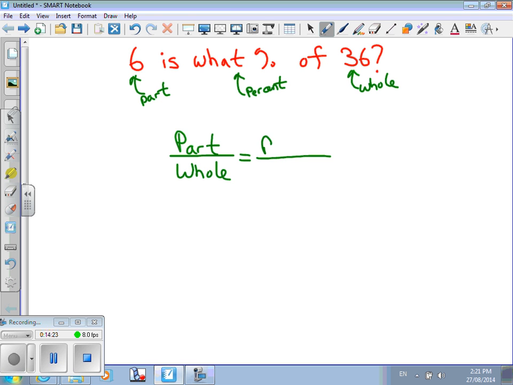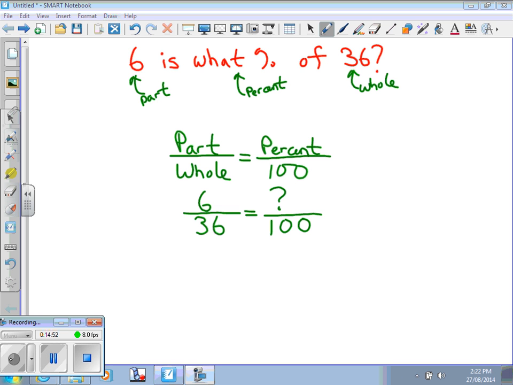Setting up our problem using the fraction method, we said we would put part over whole and percent over 100. Taking the pieces out of our question, the part is 6, the whole is 36, and the percent is the thing we don't know and we'll be solving for. Now the hard work's done. Here's the easy work.